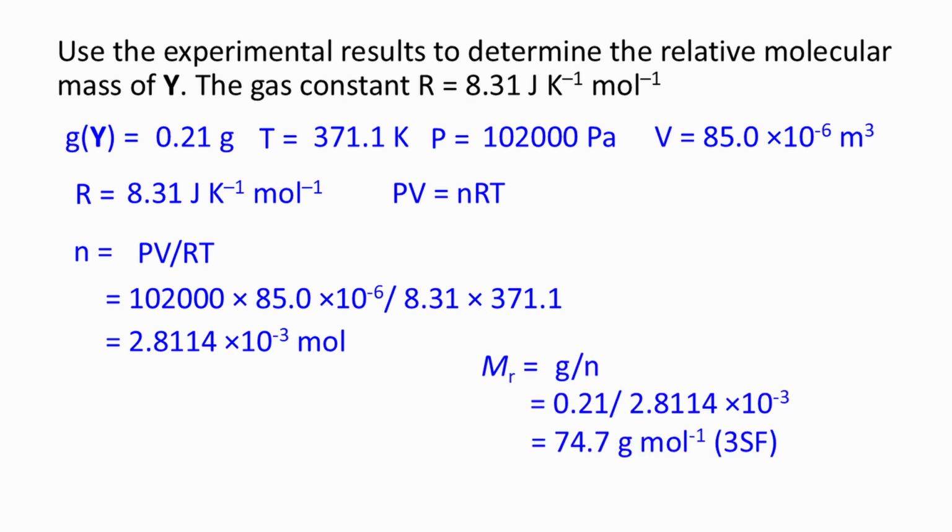You should be familiar with the equation of amount of substance n is equal to mass divided by molar mass. We can rearrange this to make molar mass the subject. Mr is equal to m over n. The mass of Y was calculated from the results table earlier. This is 0.21 grams. The amount of Y has just been worked out using the ideal gas equation, 2.8114 times 10 to the minus 3 moles.